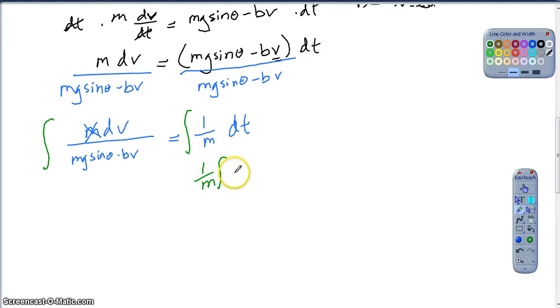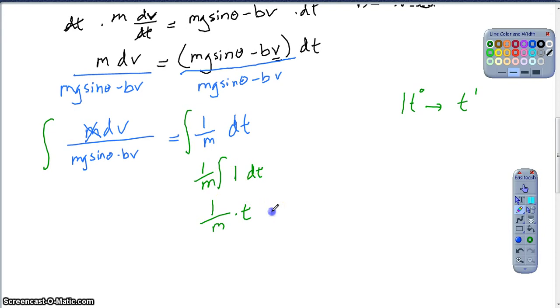I pulled the 1 over m out front. I would just have 1 dt. Well, when I integrate this, if you were to integrate 1, the integral of 1 ends up being just t to the first power, because think of this as 1t to the 0th power. I add 1 to that power, divide by 1. So when I integrate this, I actually end up with 1 over m times t.